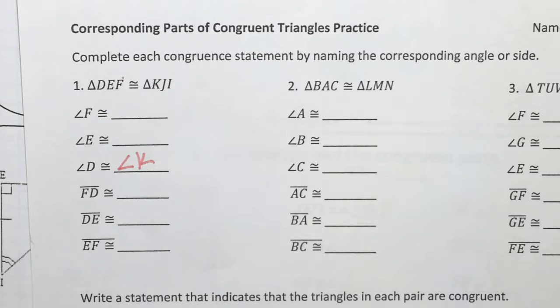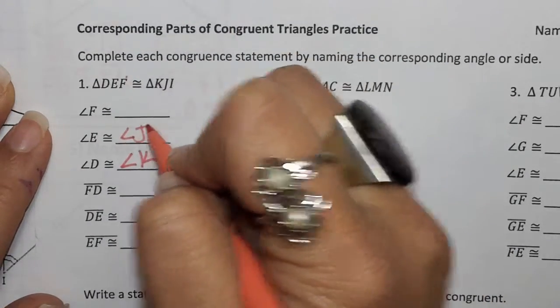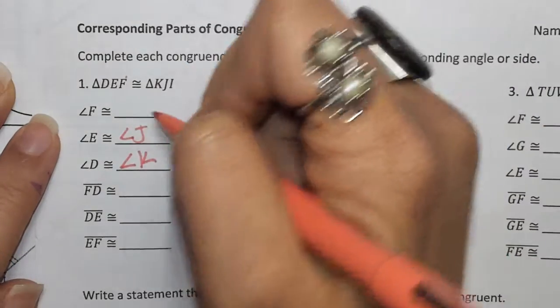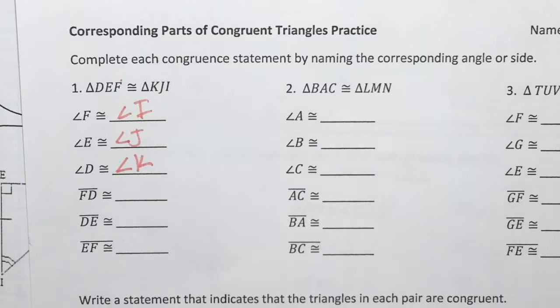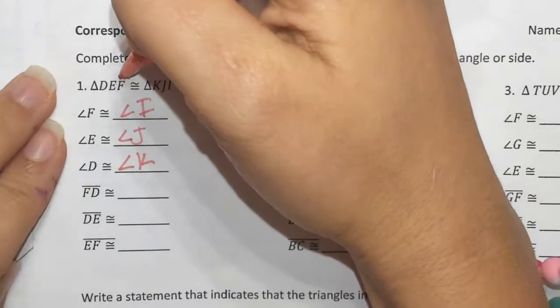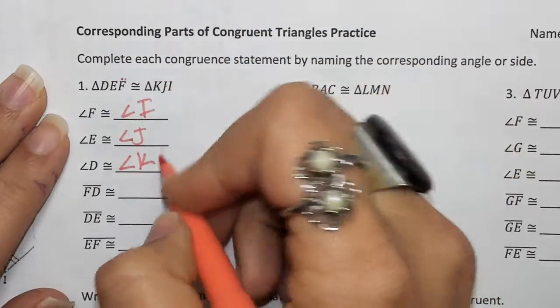Okay, angle E is congruent to what angle? Angle J. And angle F is congruent to what angle? Angle I. The order you name it matters. Does everybody understand? Okay? So they said FD was our next segment. So what would our segment on the IK?